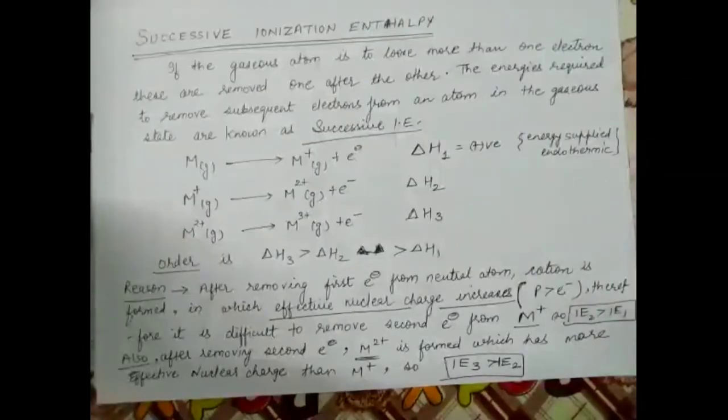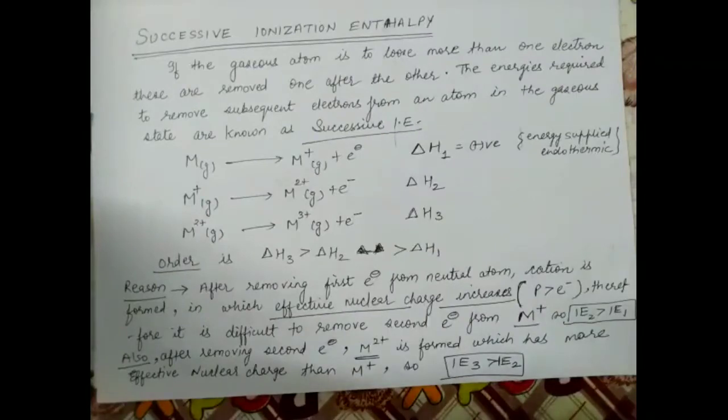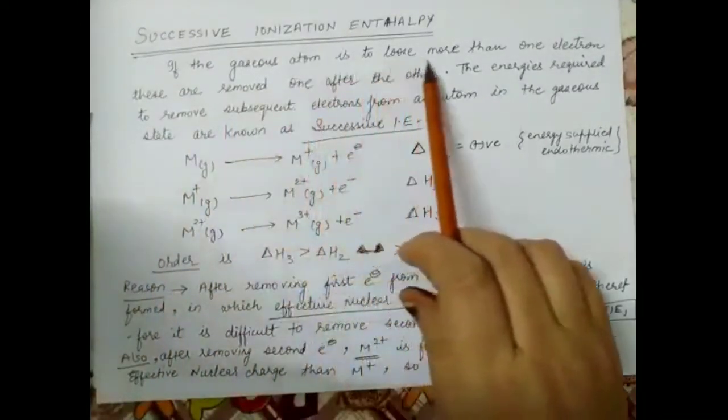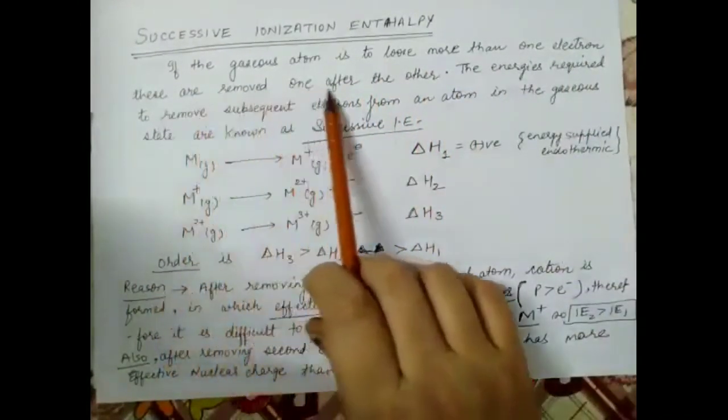Now moving on to the next topic, successive ionization enthalpy. What is the meaning of successive ionization enthalpy? Suppose I want to remove 3 electrons from an atom. All the 3 electrons will not be lost together. They will be lost one by one. First I will remove the first electron, then I will remove the second electron. So they are lost one after the other. Every time we remove an electron, we have to supply energy. So if I want to remove 3 electrons, 3 times I have to supply the energy. And this is known as successive ionization enthalpy. So if the gaseous atom is to lose more than 1 electron, these are removed one after the other.